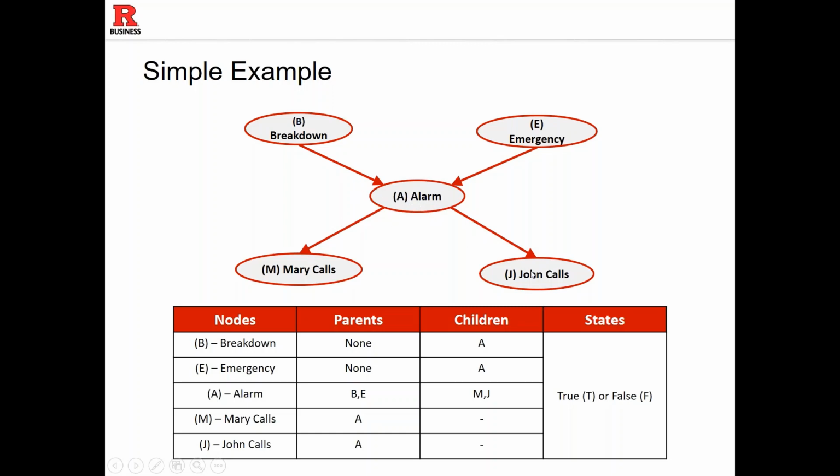We can work through a series of events knowing that we have this relationship between these variables. Here I have parent nodes and child nodes showing the hierarchical structure. We can talk about that offline.